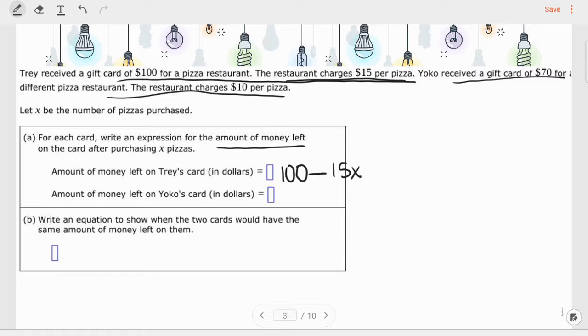So that's Trey's card. For Yoko, she starts with 70, and she's also using money, so subtract 10x because she's buying $10 pizzas. Those are my two expressions, and to write an equation of when they would be the same amount, I'm just going to say Trey is going to equal, or be the same amount at some point, to Yoko. Solving that equation would help me figure out when.